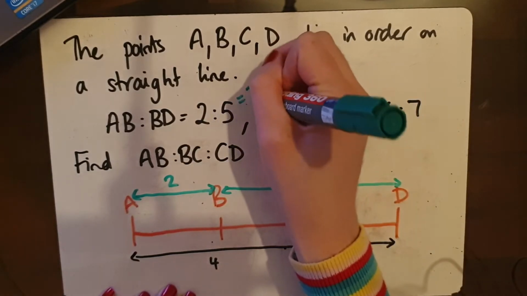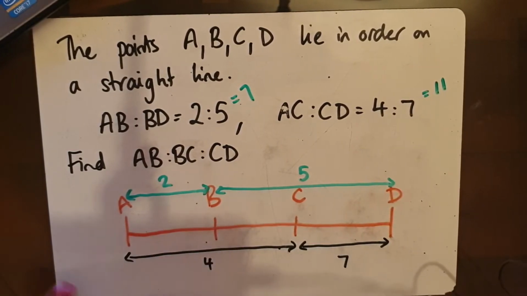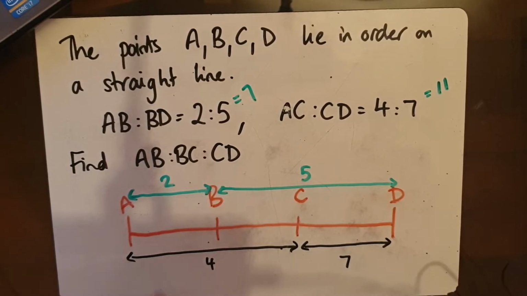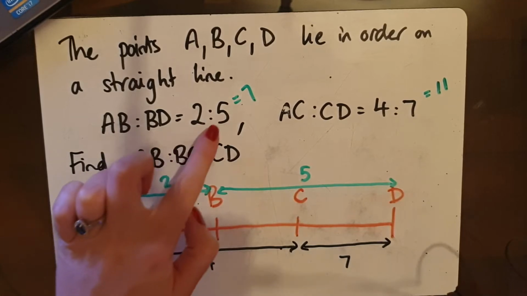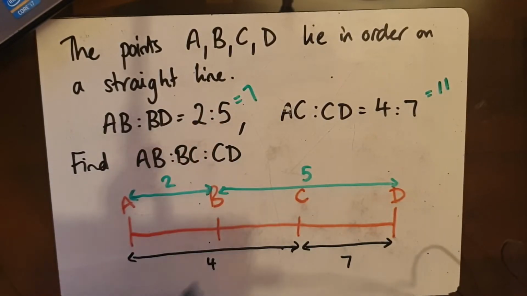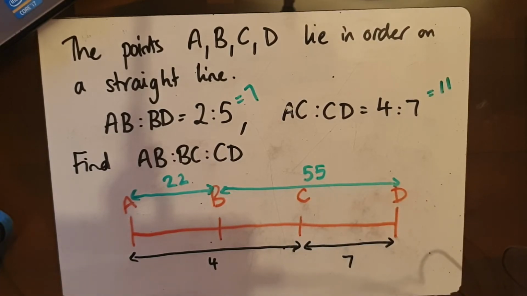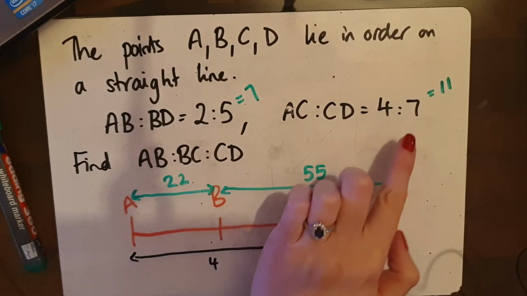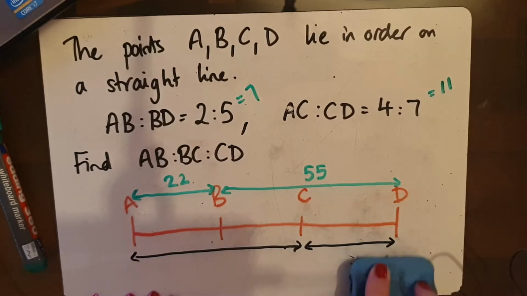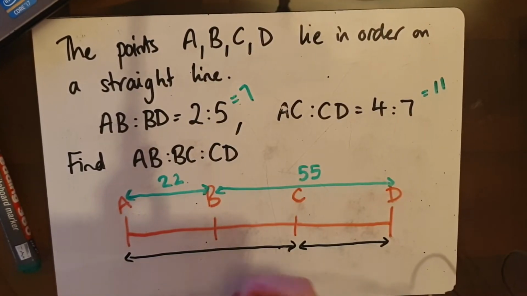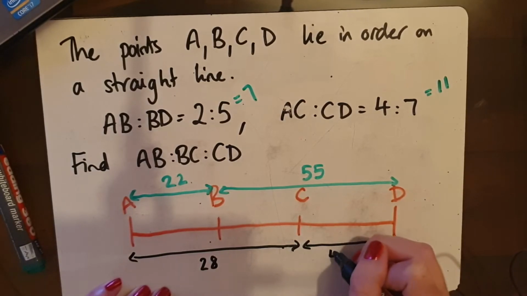This one has 7 parts and this one has 11 parts. So I'm going to change them both so that they have 77 parts. I'm just going to multiply these together. Now that's fairly easy to do. It means I'm going to multiply this ratio by 11, so this becomes 22 and 55. However, slightly more complicated, I have to multiply this ratio by 7, so these 2 numbers need to multiply by 7. So the 4 is going to turn into 28, and the 7 is going to turn into 49.